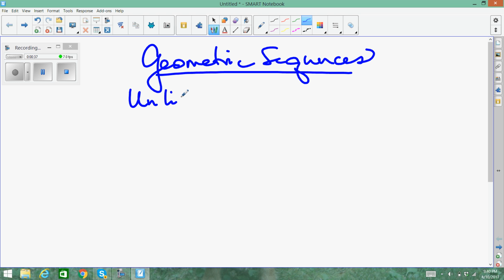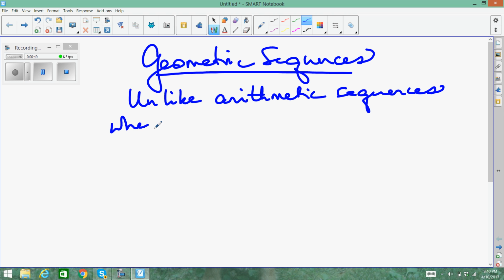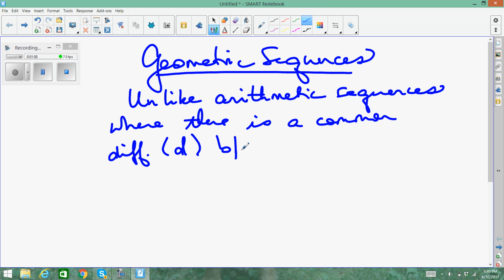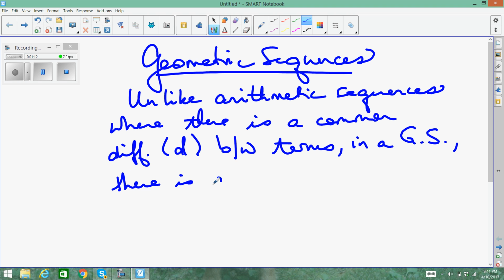I'll write that down. Unlike arithmetic sequences, where there is a common difference, d, between terms, in a geometric sequence, there is a common ratio, r.